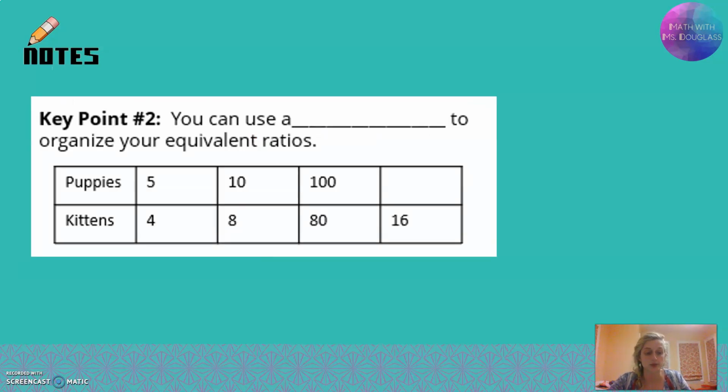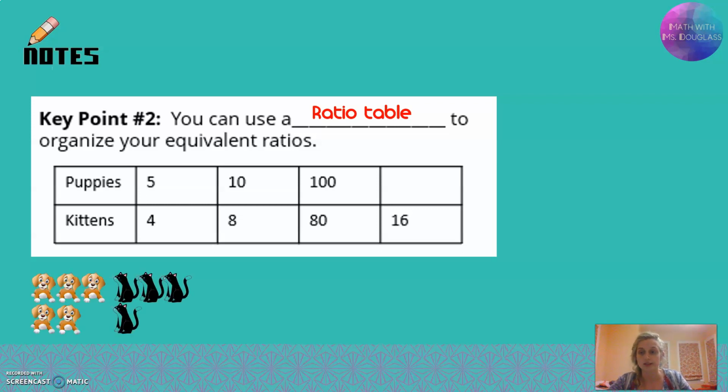An easy way to keep track of your equivalent ratios is to put them in a ratio table. So here we have a ratio table that's comparing puppies to kittens. For every 5 puppies, there are 4 kittens. So here are my 5 puppies and my 4 kittens.